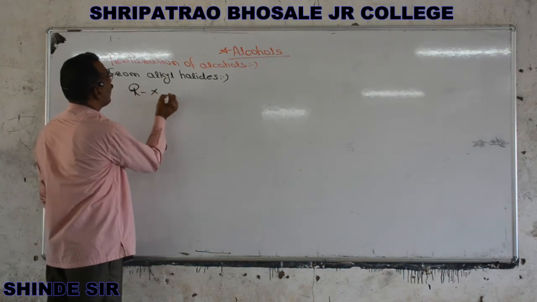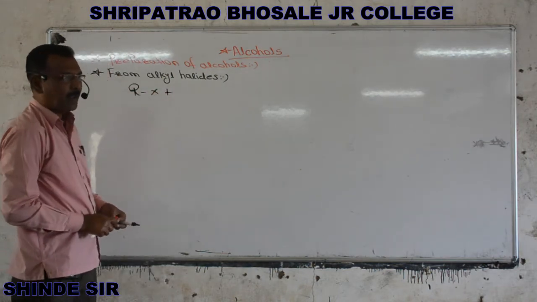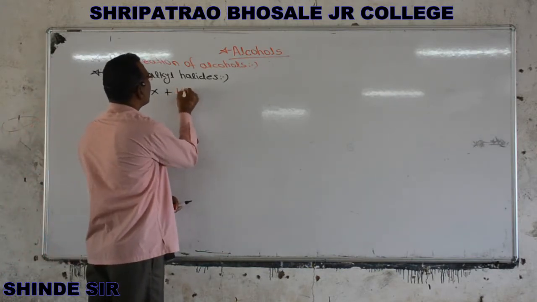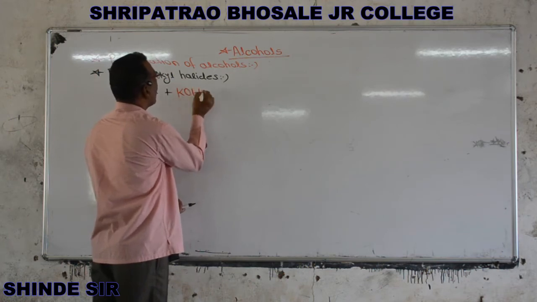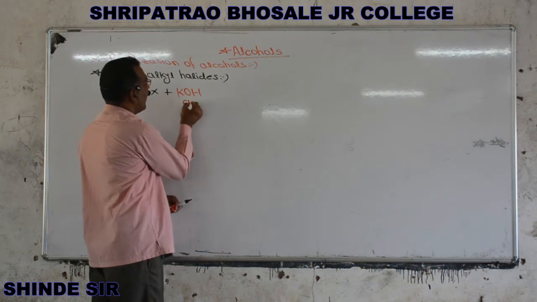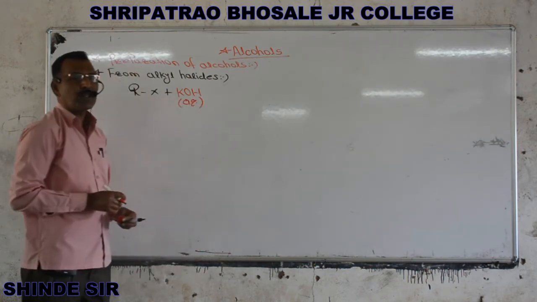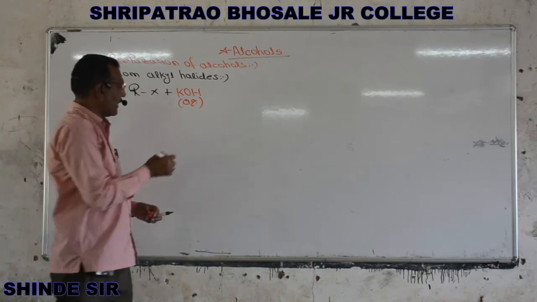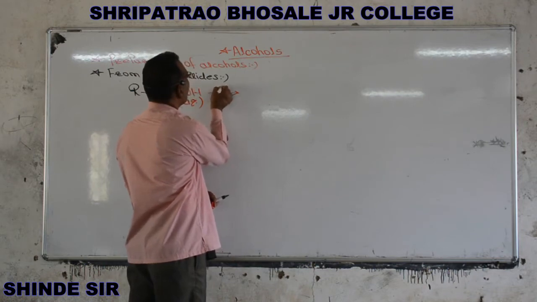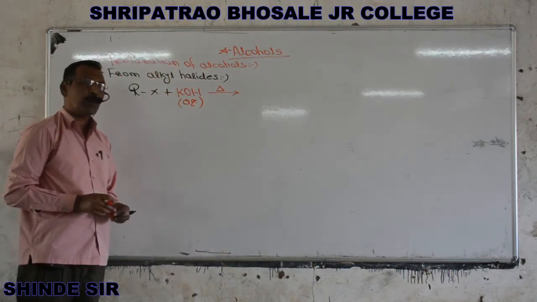These alkyl halides are treated with aqueous alkali, for example aqueous KOH or aqueous NaOH. The condition is aqueous, that is, the alkali is dissolved in water. And again there is a condition that we have to carry out heating, that is, heat or boil condition.